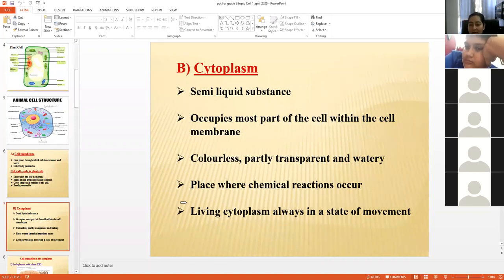And a living cytoplasm is always in a state of movement. Now, what do you mean by this? If I place something in water, will it remain stagnant? No, right? Because in water, everything moves. So the same applies to a cytoplasm also. Whatever is present in a cytoplasm, suppose there's mitochondria, there's Golgi apparatus, everything which is present in a cytoplasm is in a state of movement. Okay?